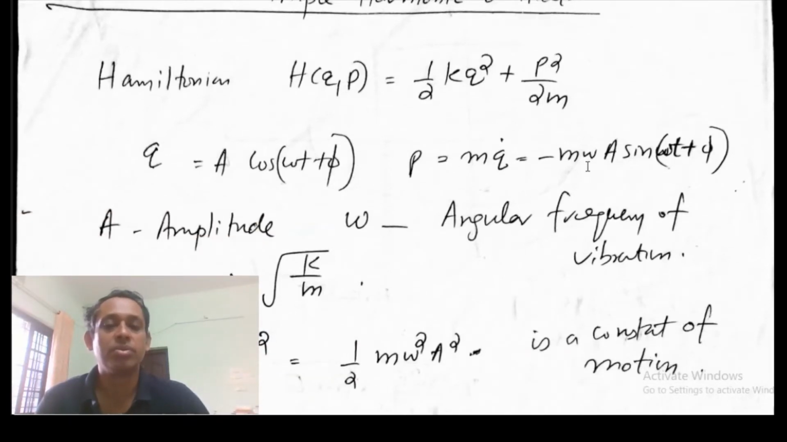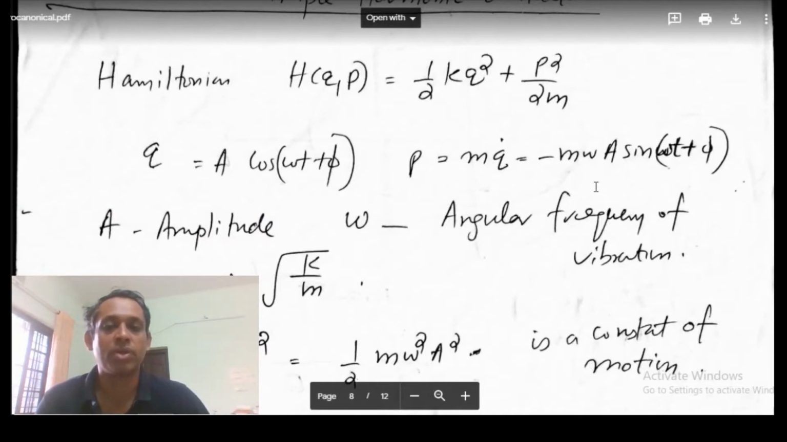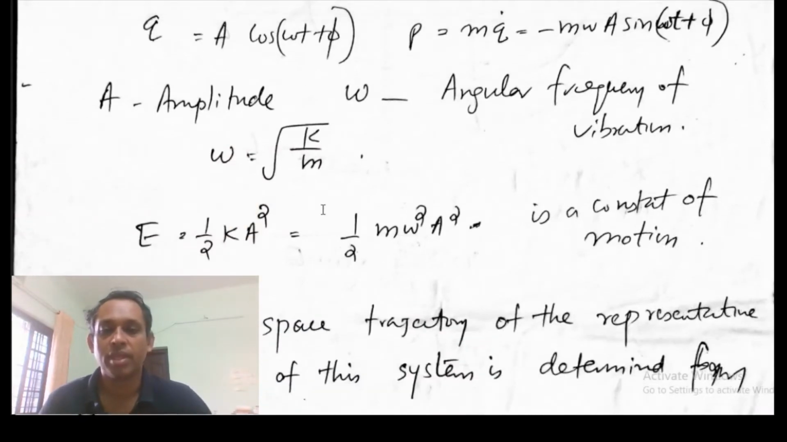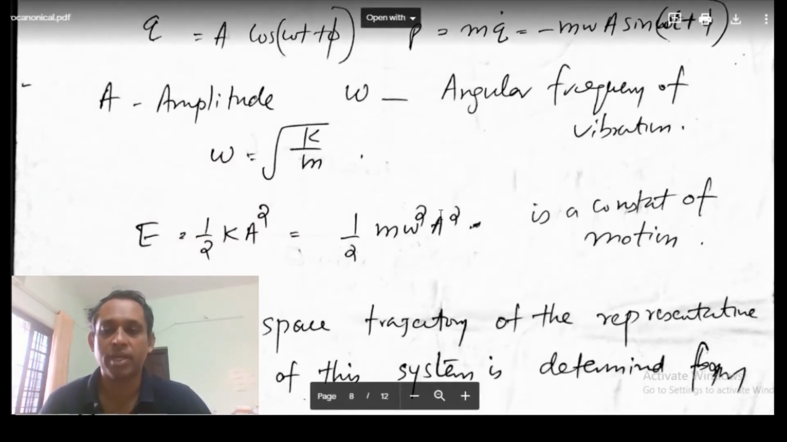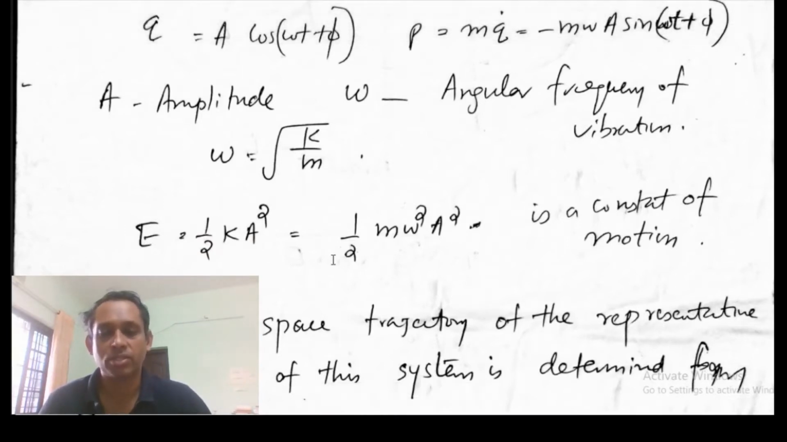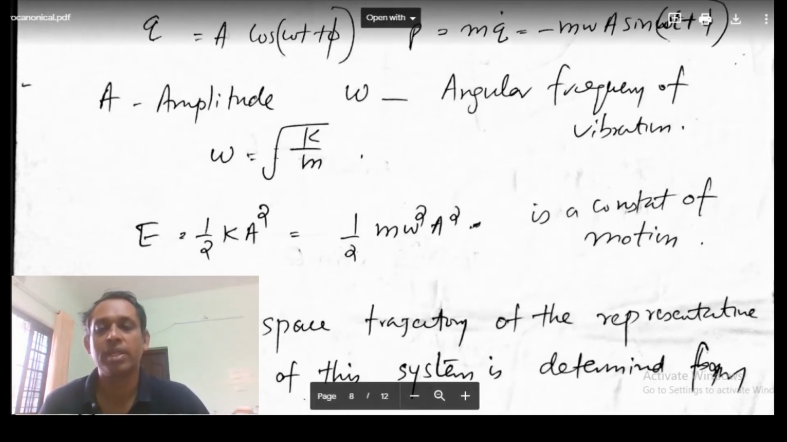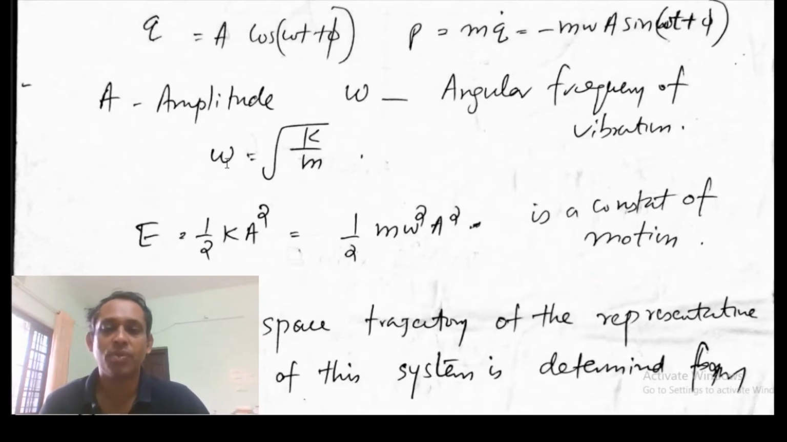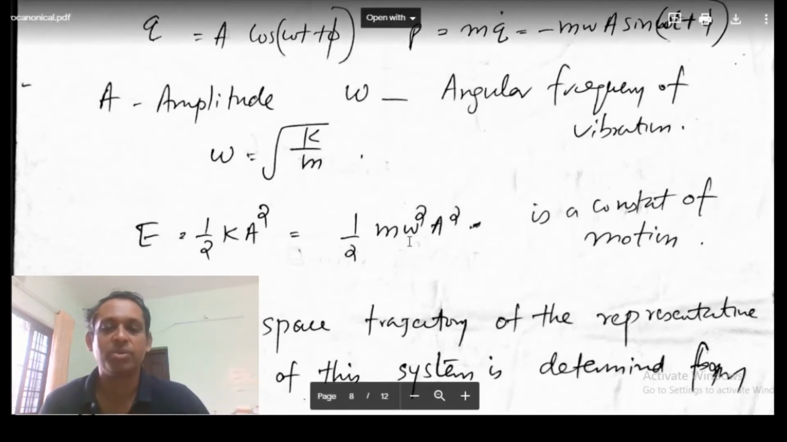So p is equal to m q dot, equal to minus m omega a sine(omega t plus phi), and omega is root k by m. And the total energy is half k a square, the standard equation, with a the amplitude. Since omega is root k by m, if we square this we get k equal to m omega square. So E is equal to half m omega square a square, that is a constant of motion.